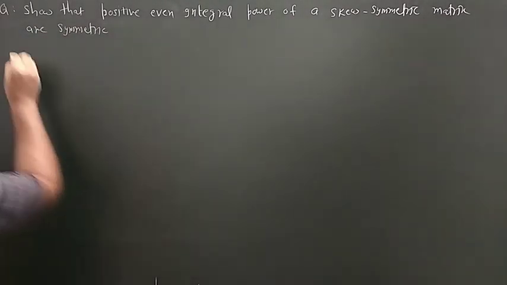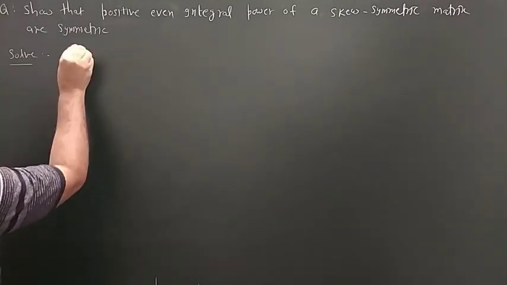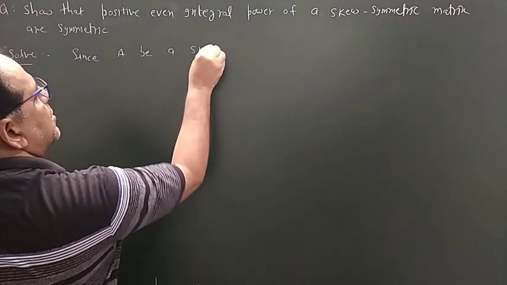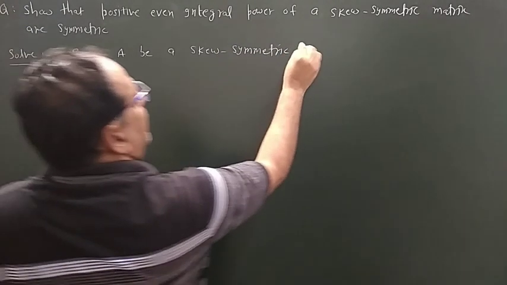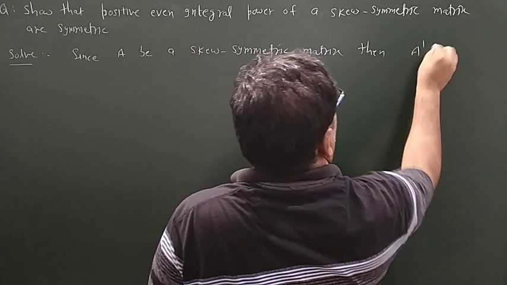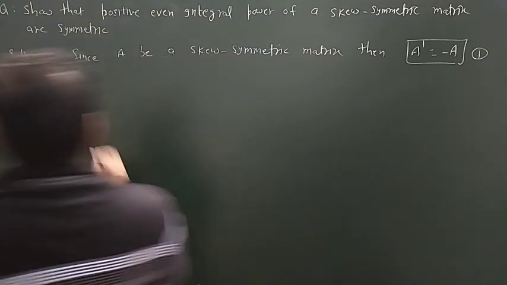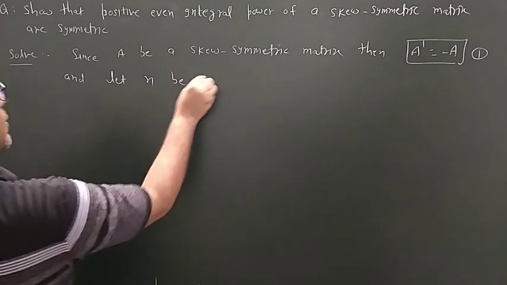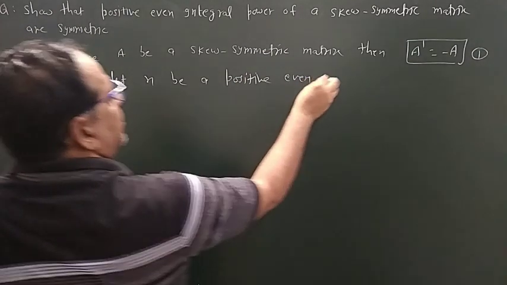So in this question, since A is a skew symmetric matrix, then A transpose equal to minus A. And let n be a positive even integer.